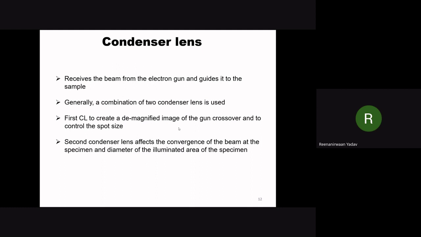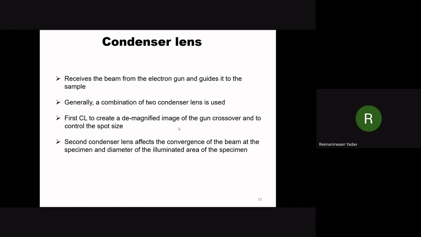So the first lens in our electron microscope is the condenser lens. It is placed just below the accelerating stack, or the gun, which has the filament, Wehnelt cylinder, and accelerating stack, then we come to the condenser lens. The condenser lens receives the beam from the electron gun and guides it to the sample or object. Generally, a combination of two lenses along with a condenser lens aperture is used.